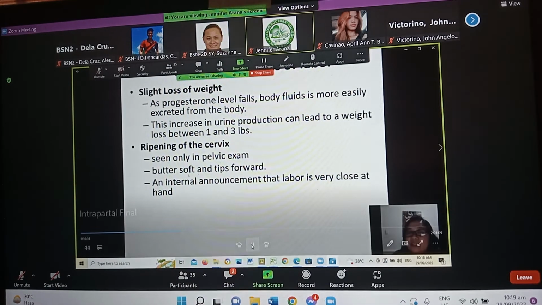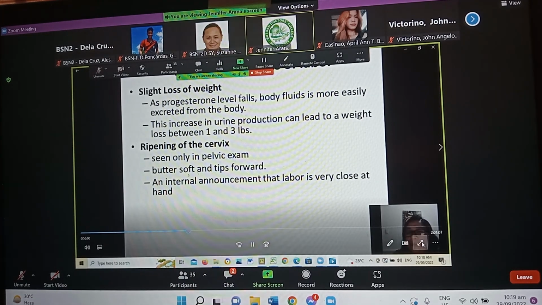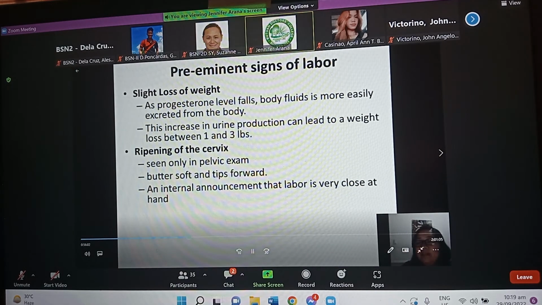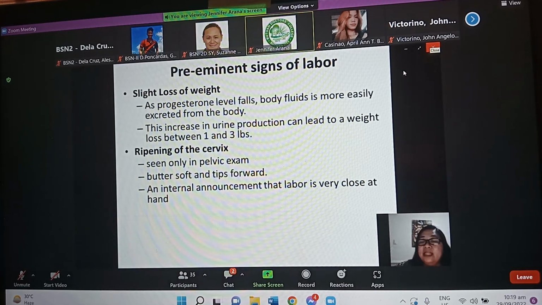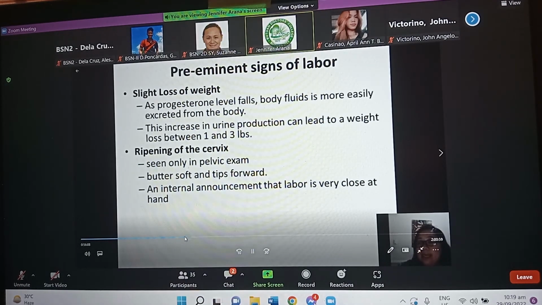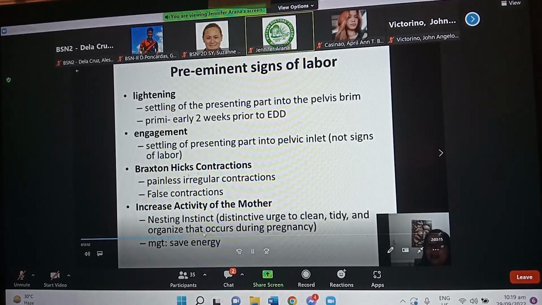So it becomes butter soft and tips forward. The ripening of the cervix is an internal announcement that labor is very close at hand.